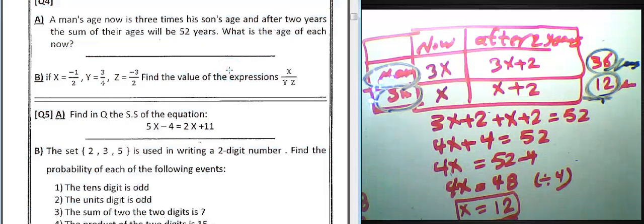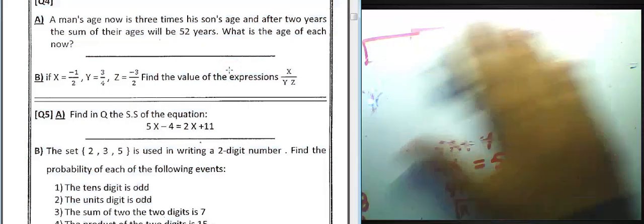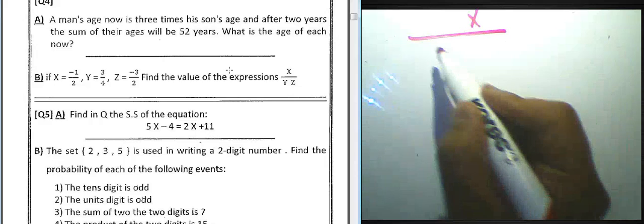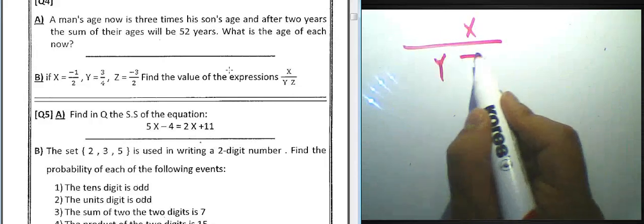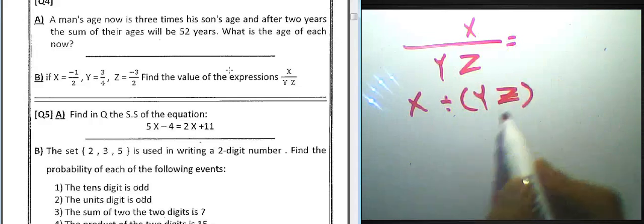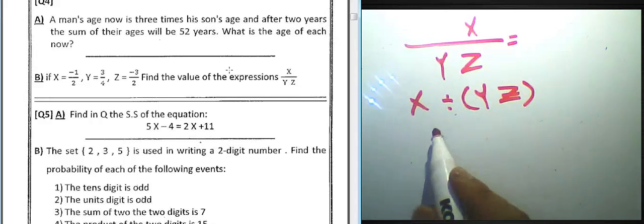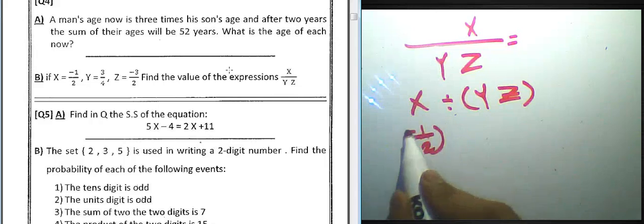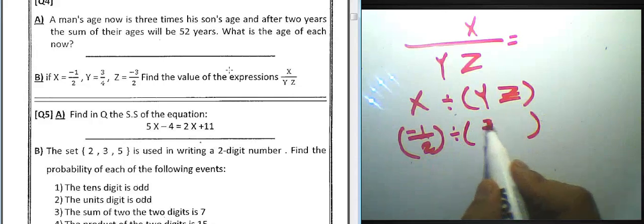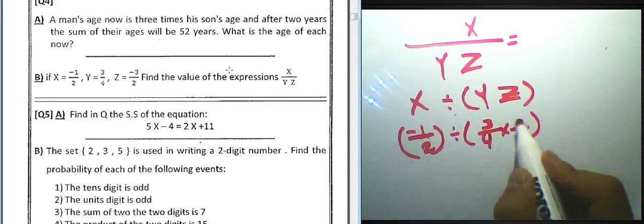Question letter B. If x equals negative 1 over 2 and y equals 3 over 4 and z equals negative 3 over 2, find the value of the expression x over y multiplication by z. Here we write x divided by y multiplication by z. Write x equal to negative 1 over 2, divided by the multiplication of y and z. y equals 3 over 4 multiplication z equals negative 3 over 2.